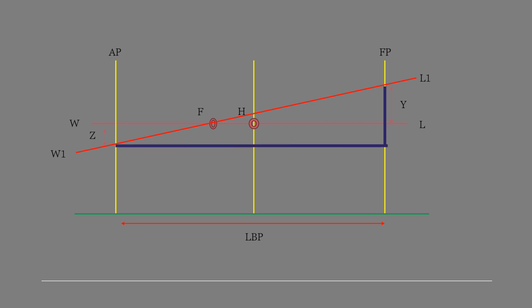We put one more blue line, which is in fact your LBP, length between perpendiculars. Now, if you look at this angle and if you look at this angle, both these angles are same because if you go back to your class 8, class 10 parallel lines theories, these are corresponding angles. So both these angles are same.